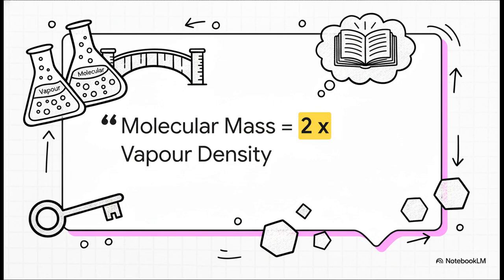And this is why that definition matters so much. This simple little formula is the bridge that connects vapor density to molecular mass. Because vapor density is compared to hydrogen gas, which has a molecular mass of 2, you just have to multiply it by 2 to find the mass of whatever gas you're working with. You are absolutely going to need this, so burn it into your memory.